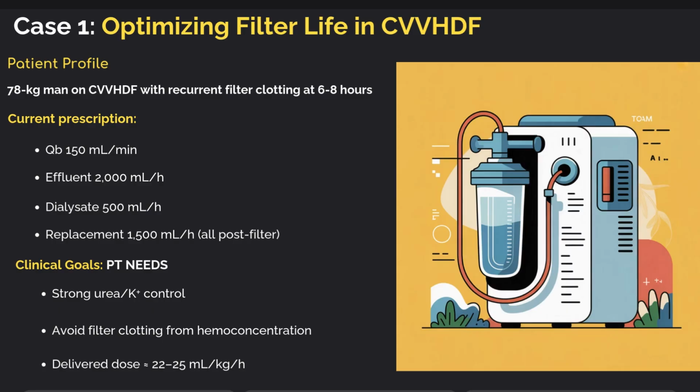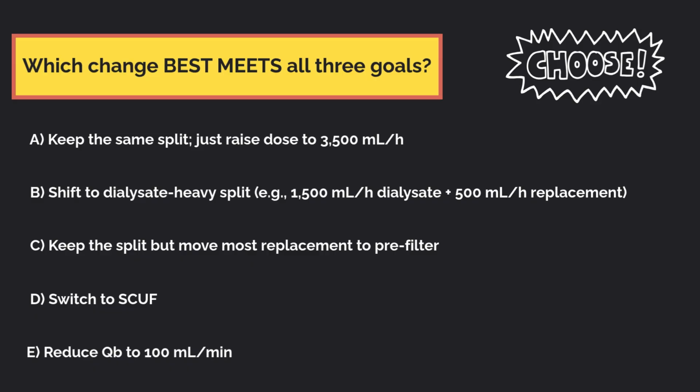Now moving to the clinical goals, what this patient really needs. He needs strong control of urea and potassium levels, to prevent filter clotting, particularly from hemoconcentration, and also needs a delivered dose of approximately 22 to 25 milliliters per kilogram per hour. So the main challenge here is to balance adequate clearance with filter longevity, especially given his repeated clotting episodes. Now let's test the logic: which change best meets all 3 goals he needs?